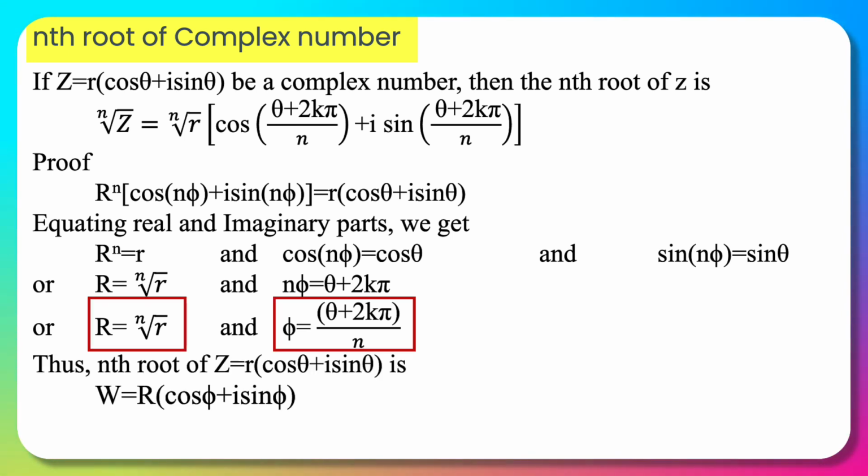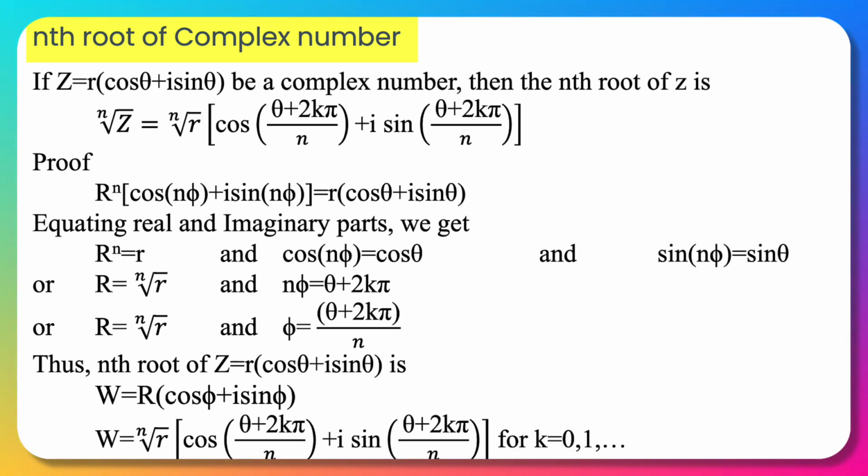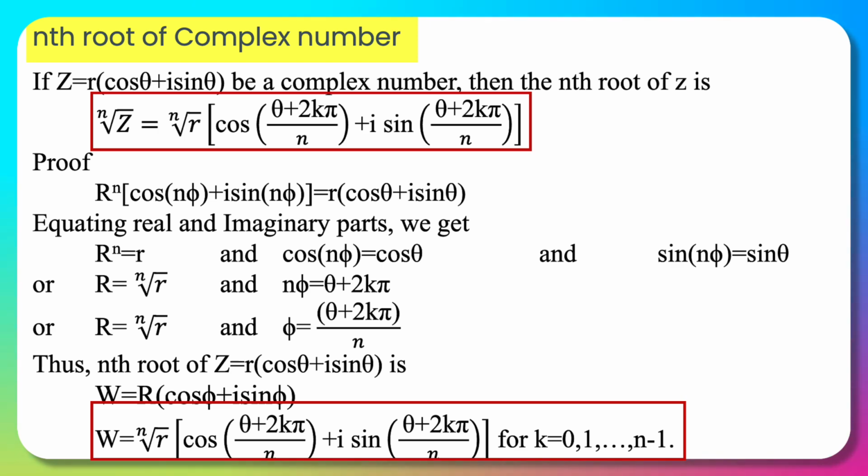Thus, the nth root of the complex number z is w equals R cos phi plus i sin phi, which is w equals the nth root of r times cos of theta plus 2k pi by n plus i sin of theta plus 2k pi by n, for k running from 0 to n minus 1. Here we have simply substituted the values of capital R and phi from the above calculations. So this is what we call the nth root of a complex number z.